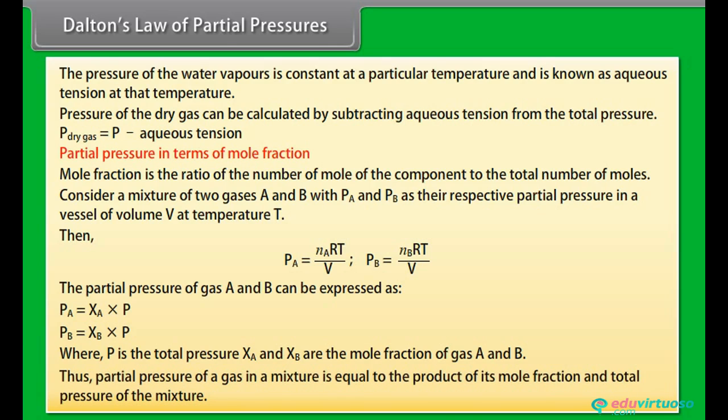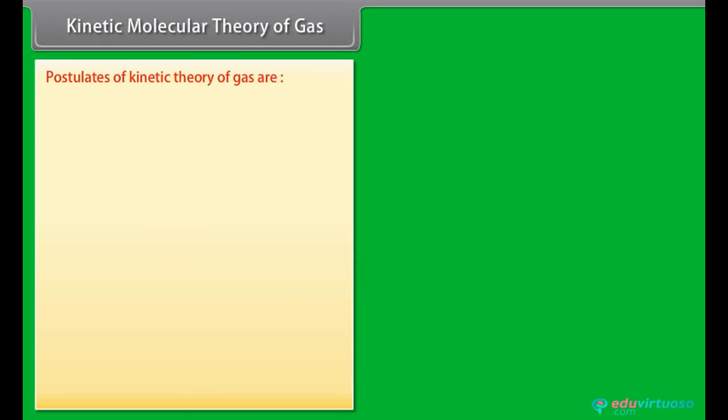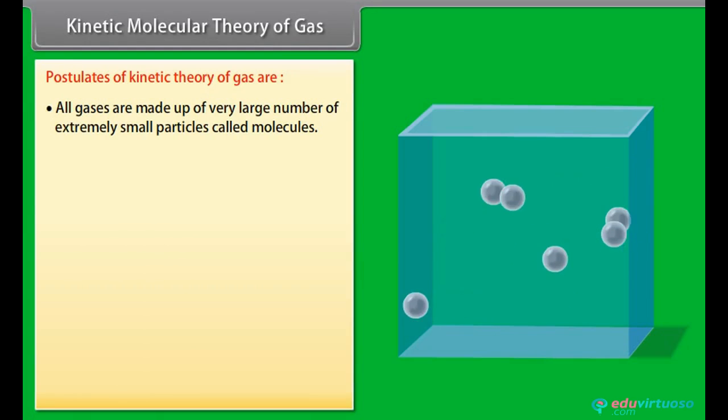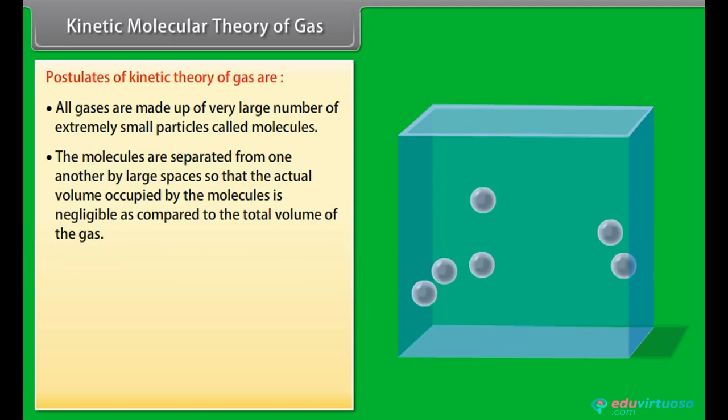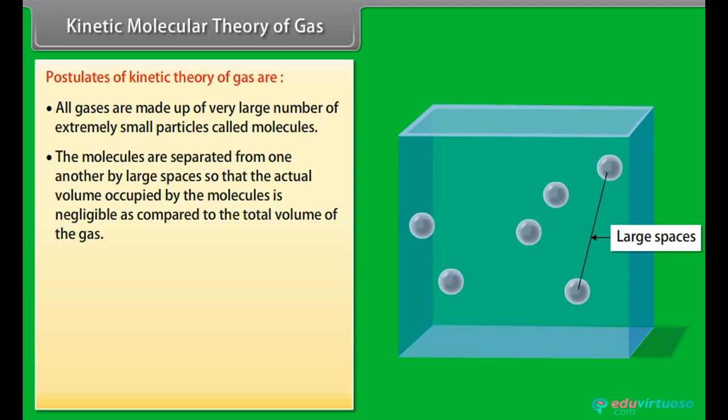Kinetic molecular theory of gas. Postulates of the kinetic theory of gas are: all gases are made up of a very large number of extremely small particles called molecules. The molecules are separated from one another by large spaces, so that the actual volume occupied by the molecules is negligible as compared to the total volume of the gas.